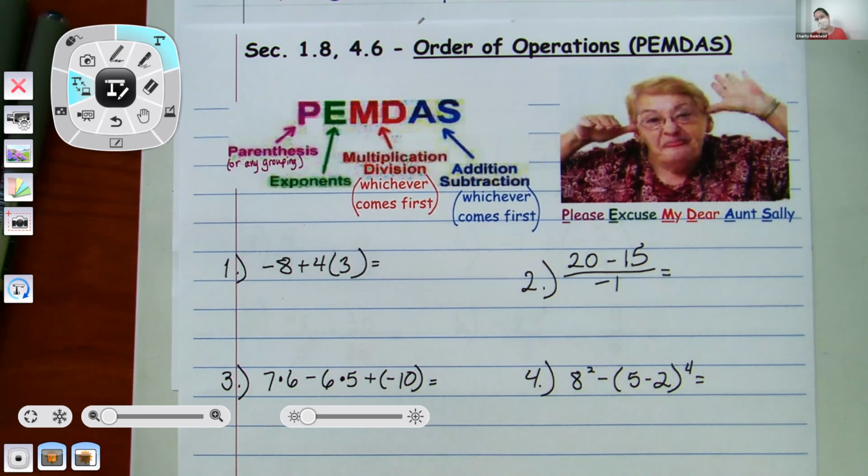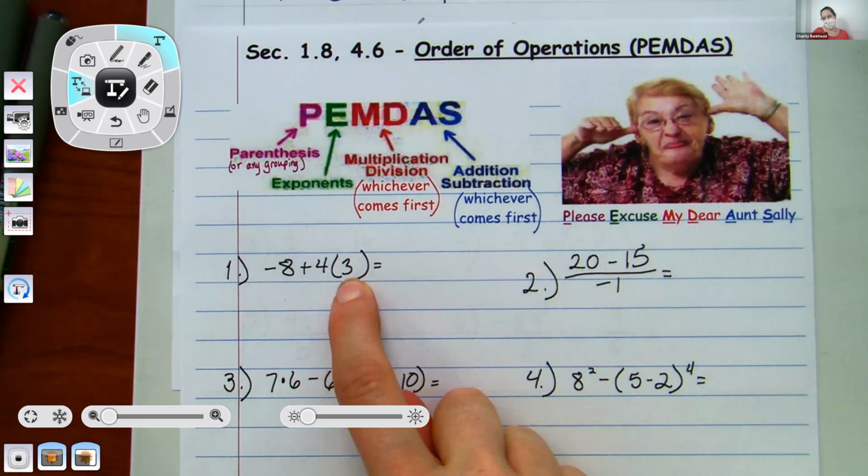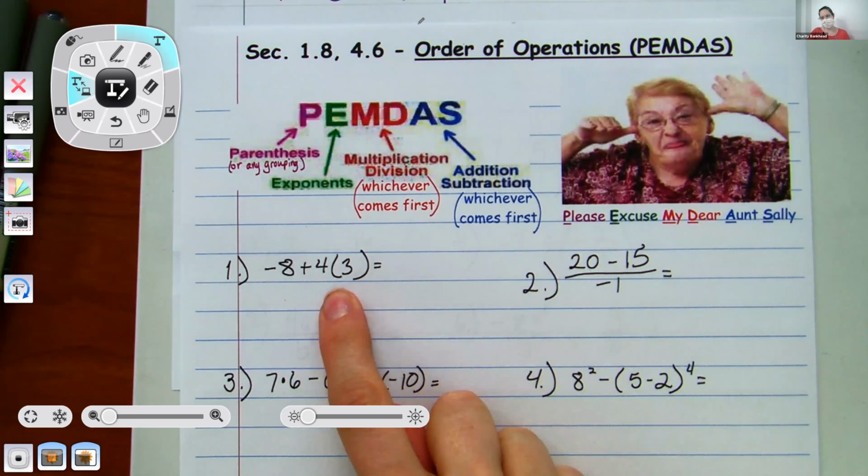But a lot of times parentheses are used for other purposes, like there's nothing on the inside of the parentheses to do. So like here, the only thing inside the parentheses is a 3. That's not what they mean by parentheses. There's nothing inside the parentheses to do. Those parentheses there are just showing that it's multiplying 4 times 3.